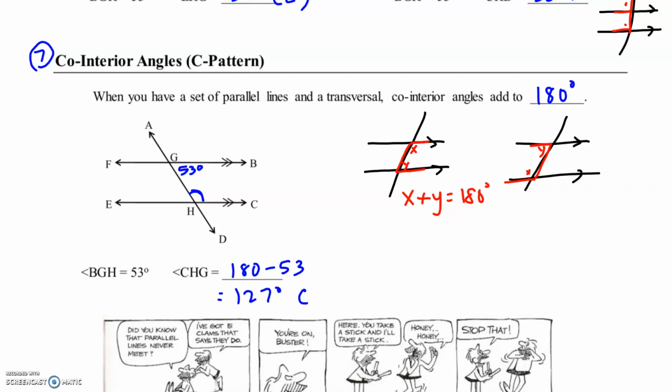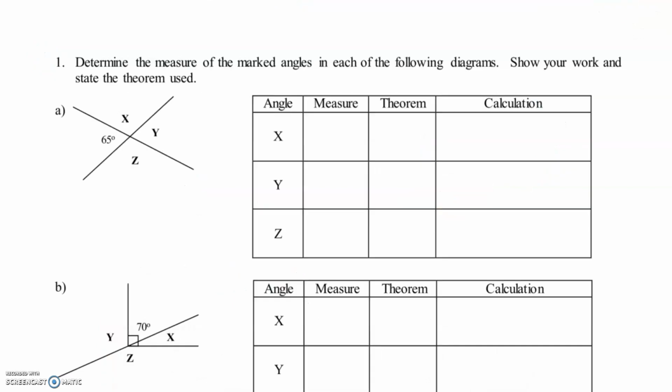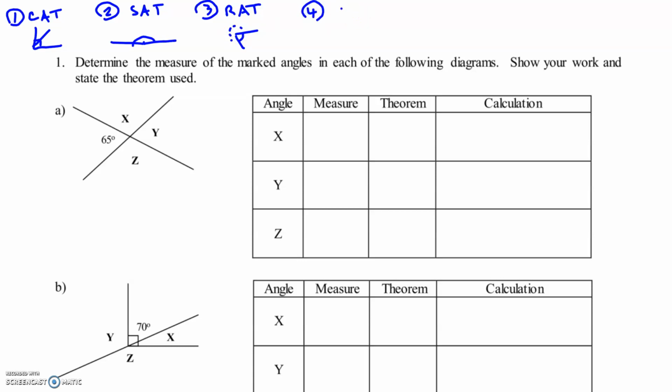All right, our job now is to use all of those theorems to find the missing angles. So we have 7 theorems, and you can go back in your notes to look in case you forget, but real quick, I'm just going to put them up here. So we have CAT, which is 2 angles that add up to 90. We have SAT, which is 2 angles that add up to 180. We have RAT, which is the 2 angles that add up to 360. Then we have OAT, which is opposite angles are equal.